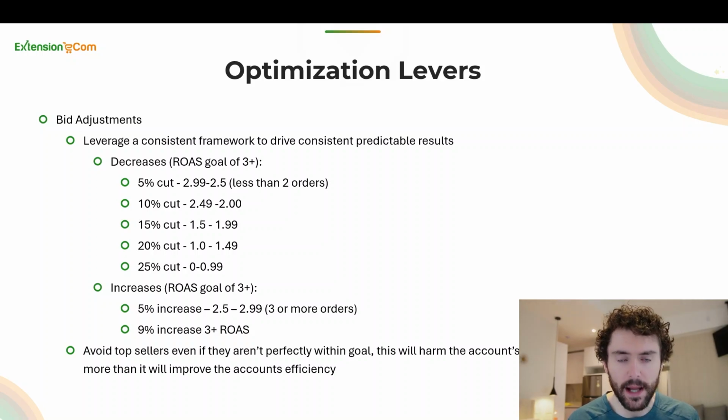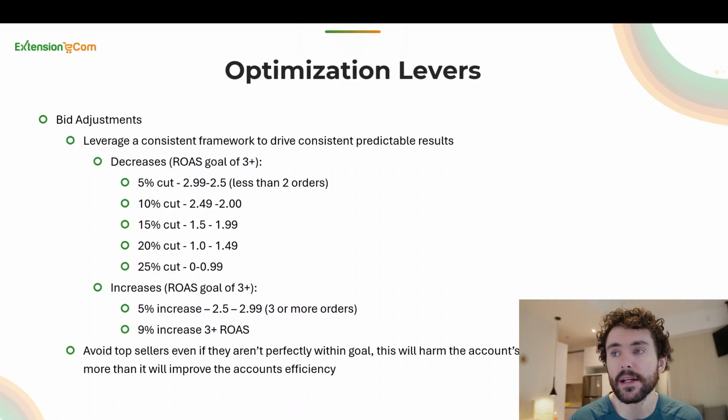And then what we want to do outside of that is we want to increase our bids, right? So let's say it's that 3 ROAS goal, 2.5 to 2.99. If it's 3 or more orders, this time we're going to increase it by 5%. And then anything above 3, we want to do a 9% increase. And in general, you want to avoid top sellers, even if they aren't perfectly aligned within goal, because if you cut the bid for a top selling keyword, ASIN target, whatever, it could greatly harm the account.